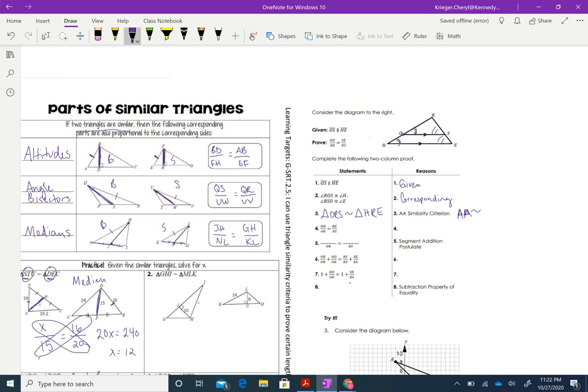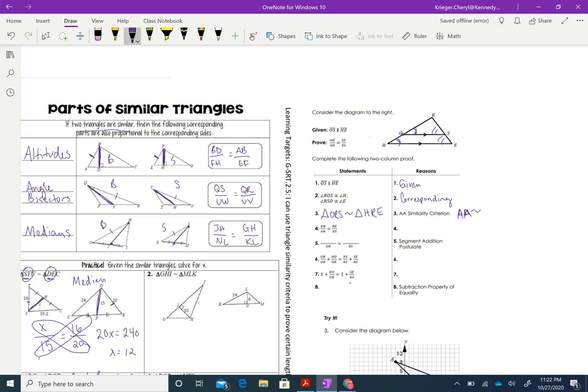Okay, number 4, let's see what this is about. So HR is the whole segment on the left, right? HR is the longer segment, the longer triangle, over OR is equal to RE over RS. Yes, I agree, sure. Okay, so what could the reason be?